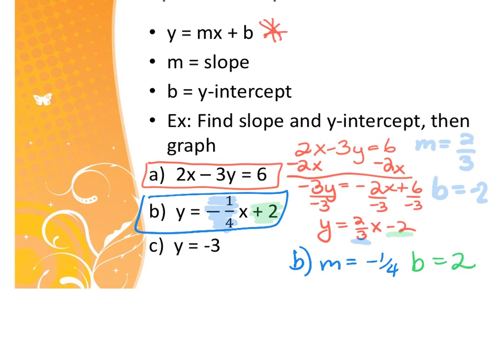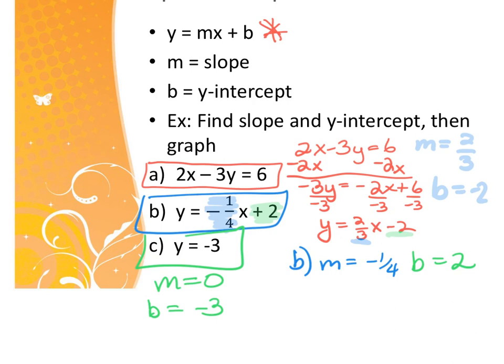Now, if you recall from the notes on Friday, whenever it's y equals a number, this is always a horizontal line. So the slope of my horizontal line is going to be m equals 0. My y-intercept, or my b, is the negative 3. So let's try to graph all of these. So let me go to the next slide.